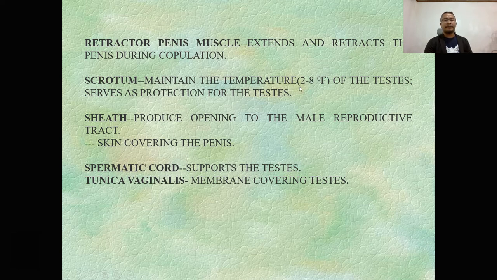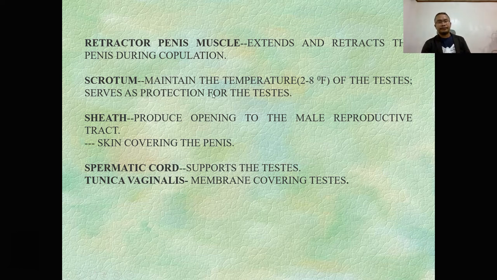Okay, why is there a need for the maintenance of the temperature of the testis? Because 2 to 8 degrees Fahrenheit is the needed temperature for the testis to perform spermatogenesis. An increase of the temperature above 8 degrees Fahrenheit will also affect the function of the testis, the two functions which are the production of spermatozoa and the synthesis of the hormone testosterone.